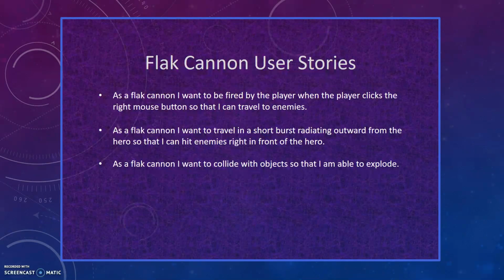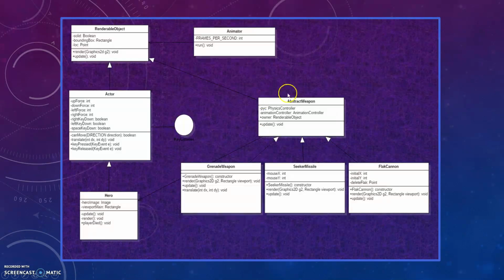Now we have the last weapon, Flat Cannon. As a Flat Cannon, I want to be fired by the player when the player clicks the right mouse button so that I can travel to enemies. As a Flat Cannon, I want to travel in a short burst radiating outward from the hero so that I can hit enemies right in front of the hero. As a Flat Cannon, I want to collide with objects so that I am able to explode. So now let's jump into the UML.